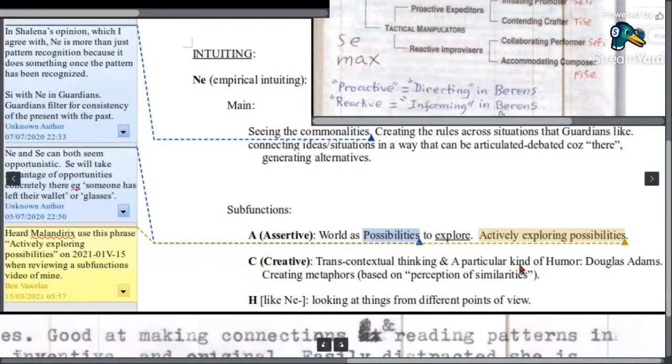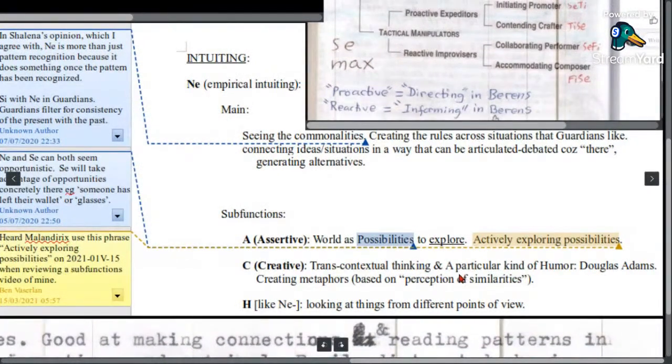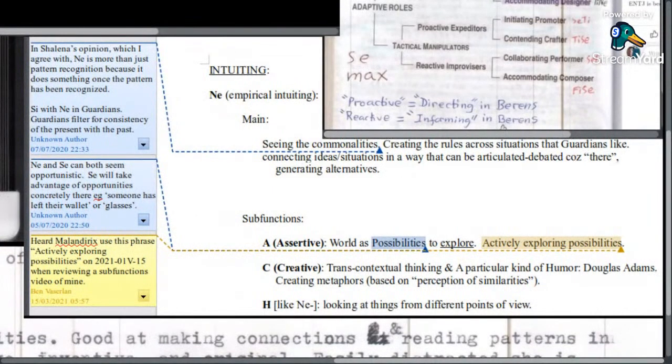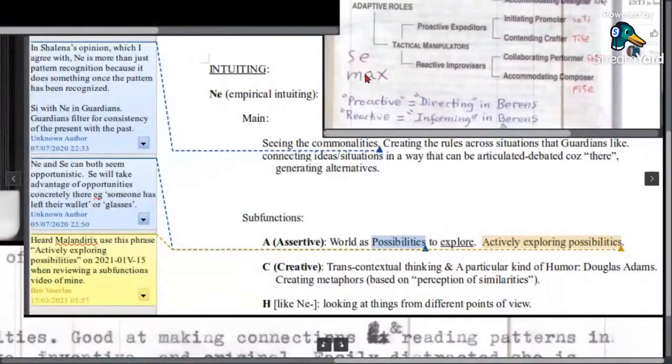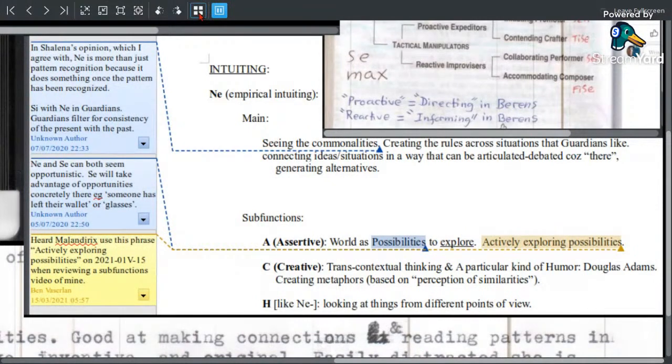And then the transcontextual thinking, that's what I said there about Douglas Adams with how he came up with the Infinite Improbability Drive. And then here, looking at things from different points of view. That would be intuition of perspectives. From your perspective, that would be NE. Like I said, NI can get trapped in a vision. Directive. That's why INFP makes a good mediator. Again, you've got to see different perspectives to be a good debater.